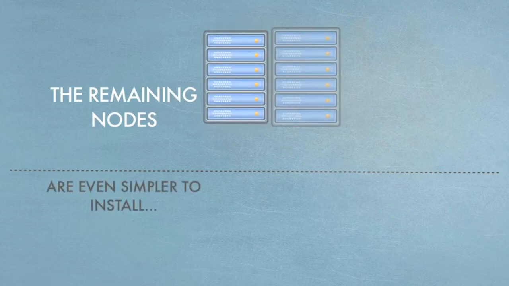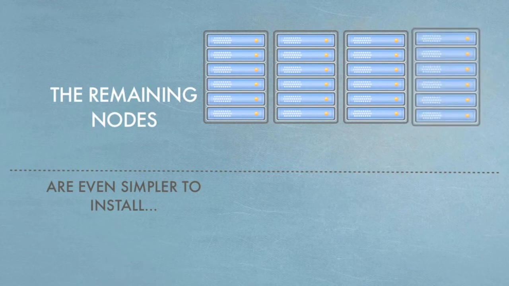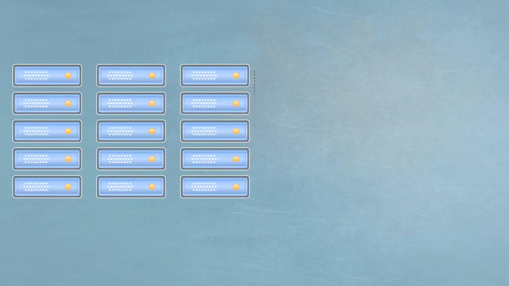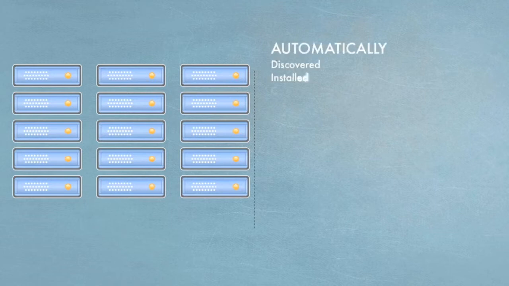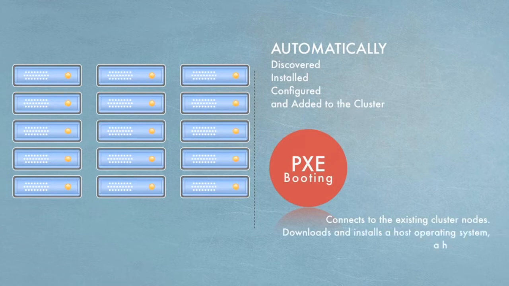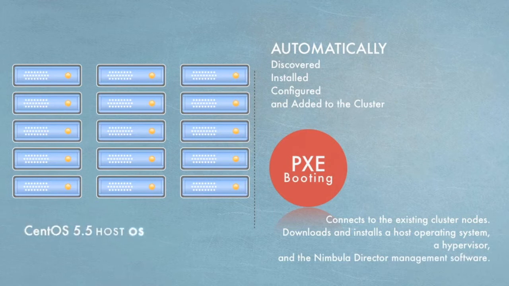You simply rack the nodes, plug in the power and the network, turn them on, and walk away. The new nodes are automatically discovered, installed, configured, and added to the cluster. This fast provisioning is achieved by the nodes PXE booting, connecting to the existing cluster nodes, downloading and installing a host operating system, a hypervisor, and the Nimbula Director management software. In Nimbula Director 1.0, we provision CentOS 5.5 as the host OS and KVM as the hypervisor.